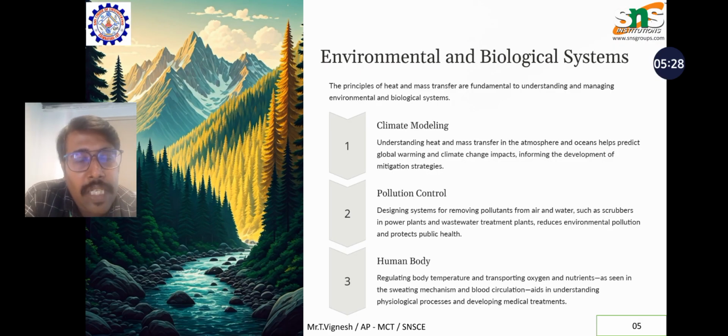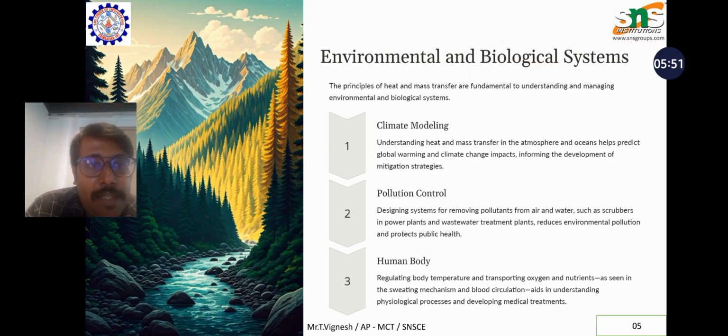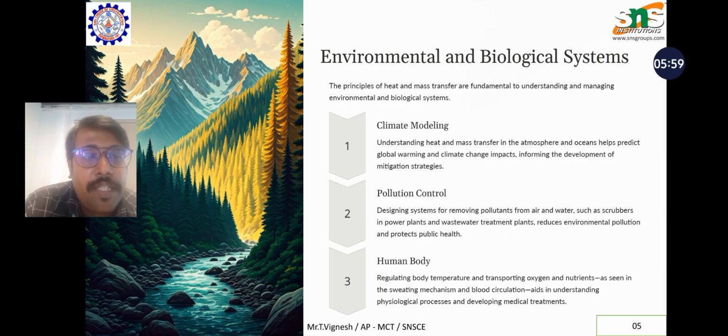Heat transfer generally affects the monsoon system also. If you study climate modeling, the air tends to move from a high temperature, high pressure region to a low temperature, low pressure region. So our climatic systems are generally based on heat transfer mechanisms. And pollution control, like designing systems for removing pollutants from air and water, such as scrubbers in power plants and wastewater treatment plants, also has a pivotal role in heat transfer.